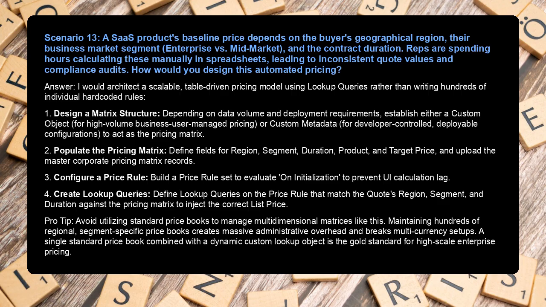3. Configure a price rule. Build a price rule set to evaluate on initialization to prevent UI calculation lag. 4. Create lookup queries. Define lookup queries on the price rule that match the quote's region, segment, and duration against the pricing matrix to inject the correct list price.